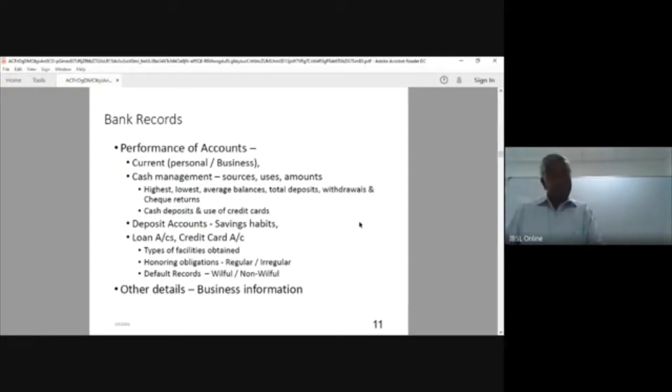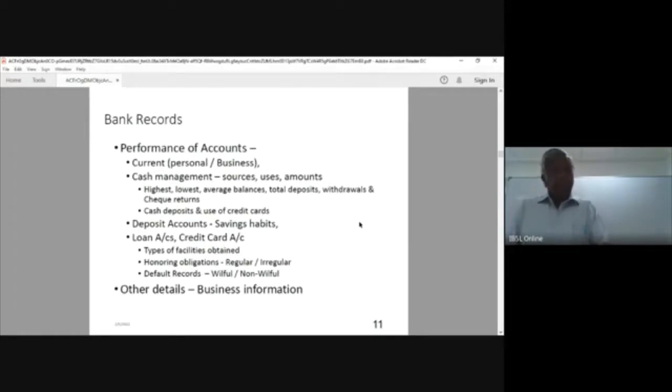You can collect this information. Then they may maintain deposit accounts. So how are their savings habits? Are they saving regularly? How are their saving habits?